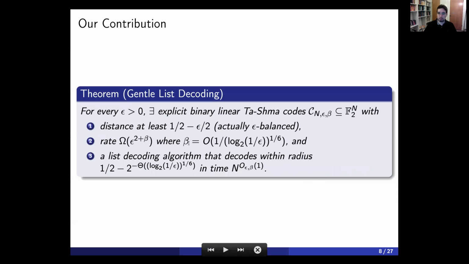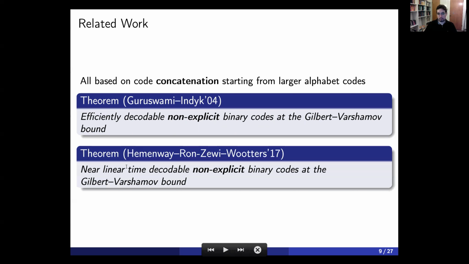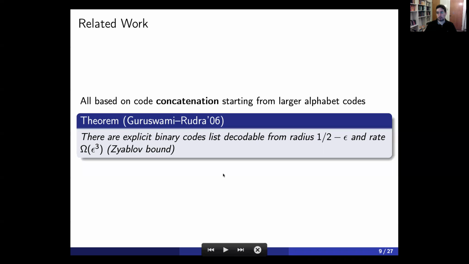Okay, and we do a little bit more. We can do list decoding. This doubles the unique decoding radius, but the parameter trade-offs are not great. The distance versus rate is good, but the list decoding radius is nowhere near the state of the art. And in terms of previous results, there are efficient decoders for non-explicit codes near the GV bound, even near linear time. And in terms of list decoding, the best that is known is this trade-off. You have distance half minus epsilon and rate epsilon cubed.